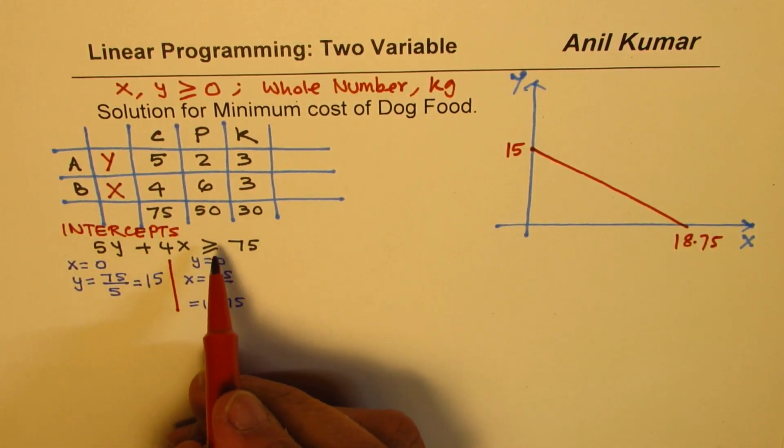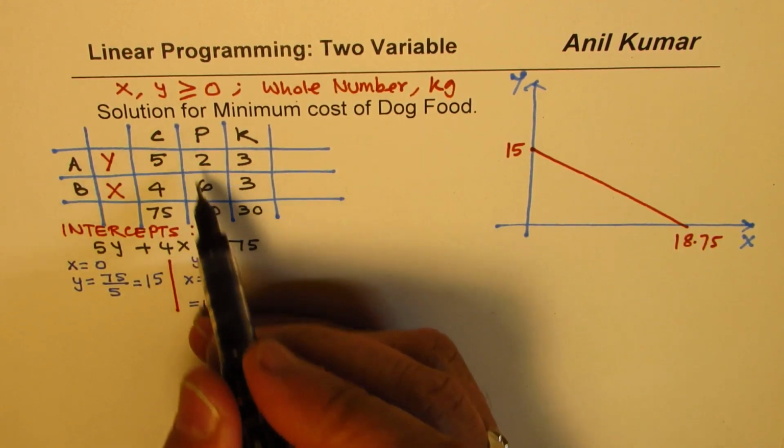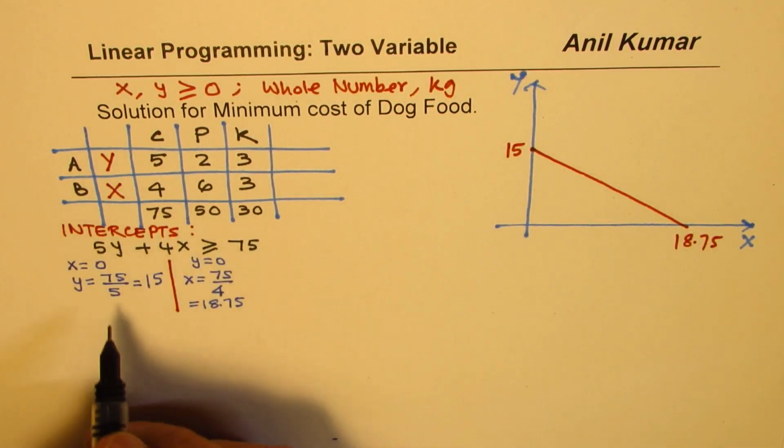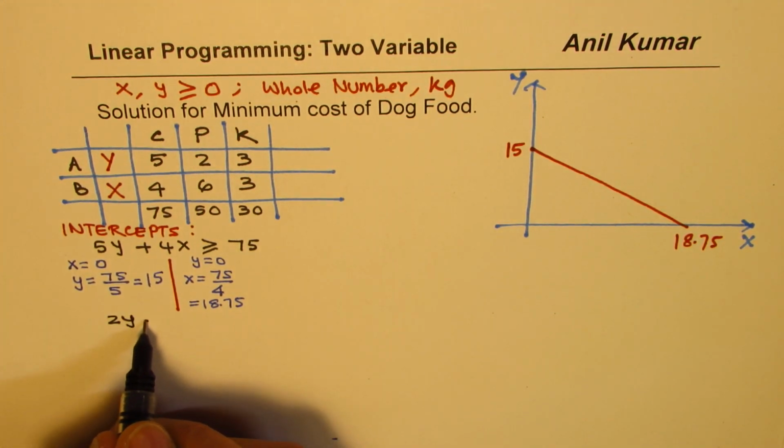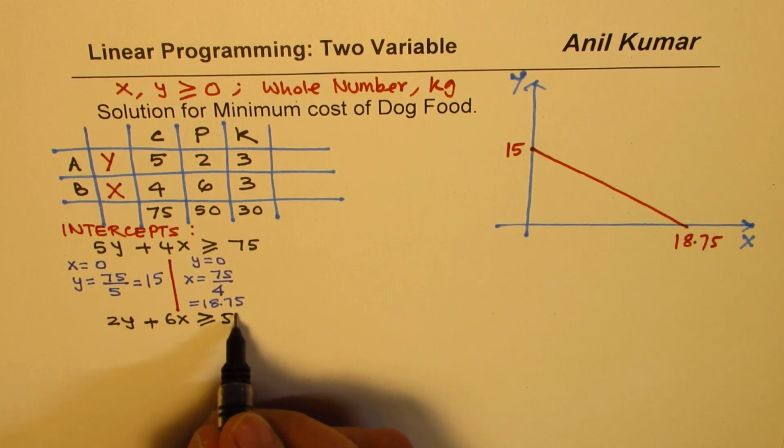Okay. So the idea is to get intercepts. To draw any line, we need 2 points, right? So that gives you the 2 points. The next equation is 2y plus 6x should be greater than or equal to 50.